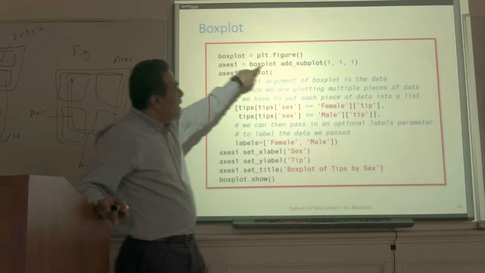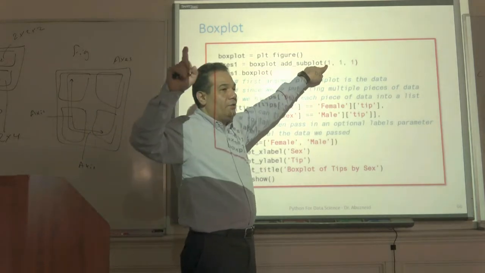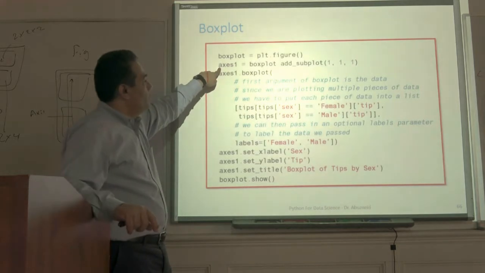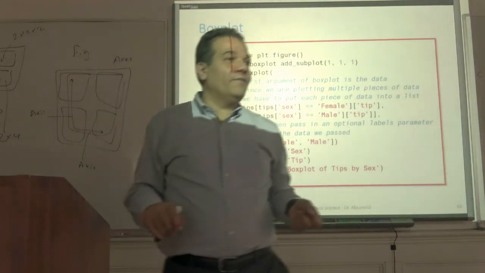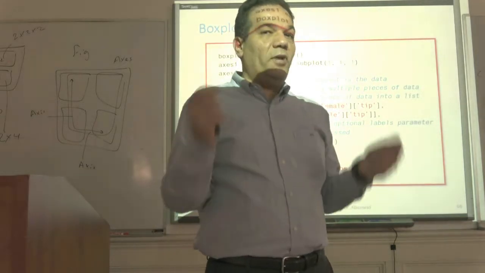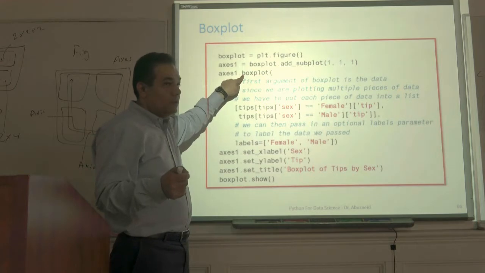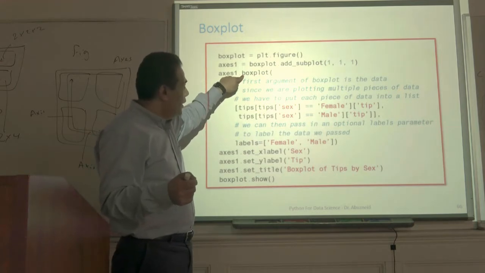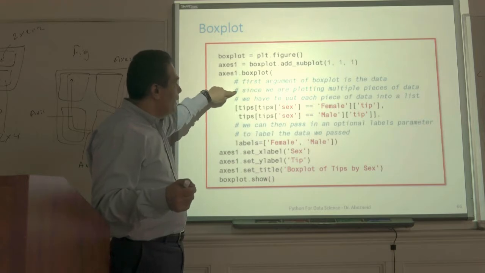Then after that, I have to add a subplot. How many axes do I have in this one? One axis. I give it a name. This is axis 1. Then in axis 1, I have to put a plot inside it. Which plot am I doing now? Box plot. The first argument of the box plot is the data.